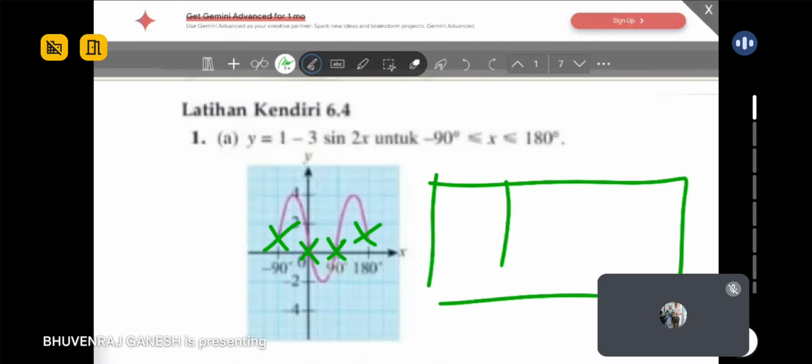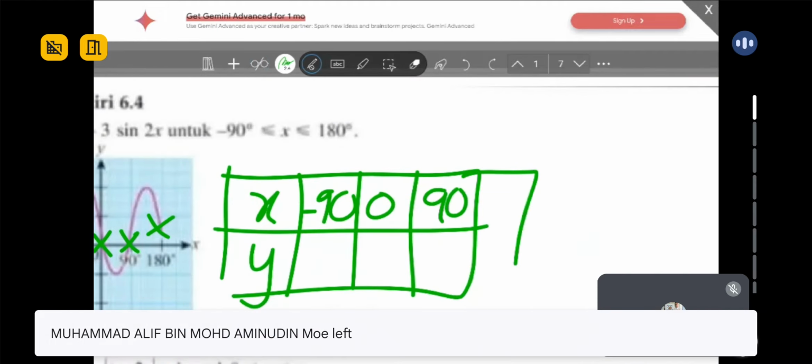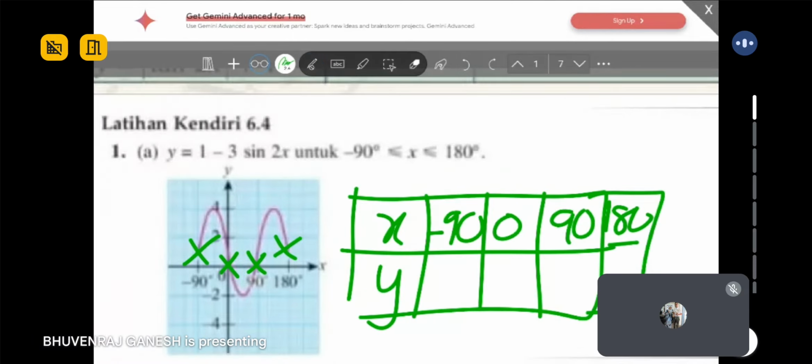So how you get the value? You just draw this table. Okay, X, Y. So negative 90, 0, 90, and also 180. Okay, sebab julat kamu yang ni. This is your range. Okay, so you just tekan calculator lah. So if you press calculator, sin negative 180 times 3, 1 minus answer. So first answer is 1.